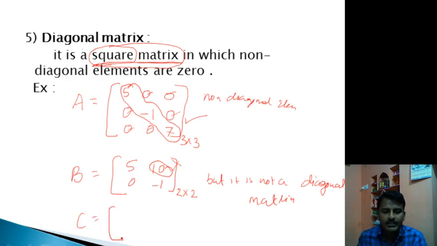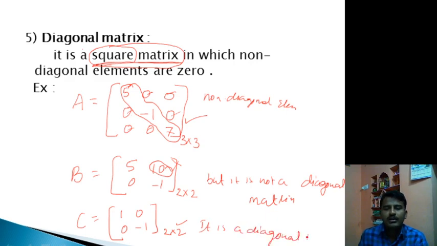One more example, C is equal to [1 0; 0 -1]. Can you say that it is a diagonal matrix? Yes, it is a diagonal matrix because non-diagonal elements are 0, and also it is a square matrix. So A is a diagonal matrix and C is a diagonal matrix, but B is not a diagonal matrix.